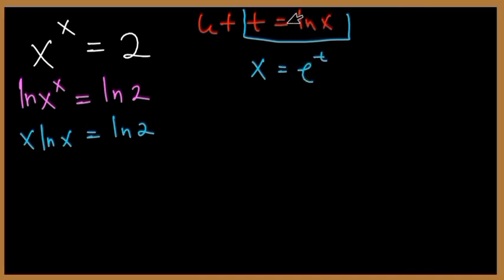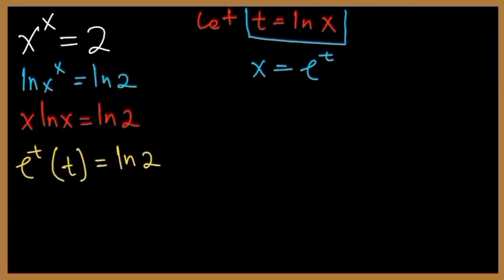From here, we can substitute both into this equation. Doing our substitution, where we see x, we put e to the power t there. So I'll have e to the power t multiplying, where I see ln x, I put my t there. So multiplying t equals ln 2 here.